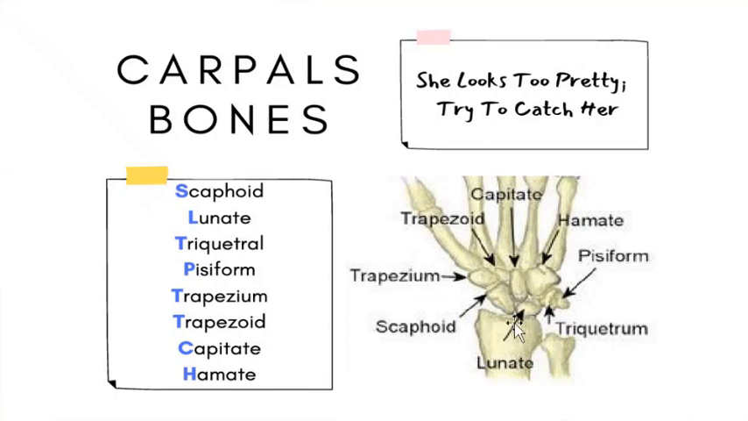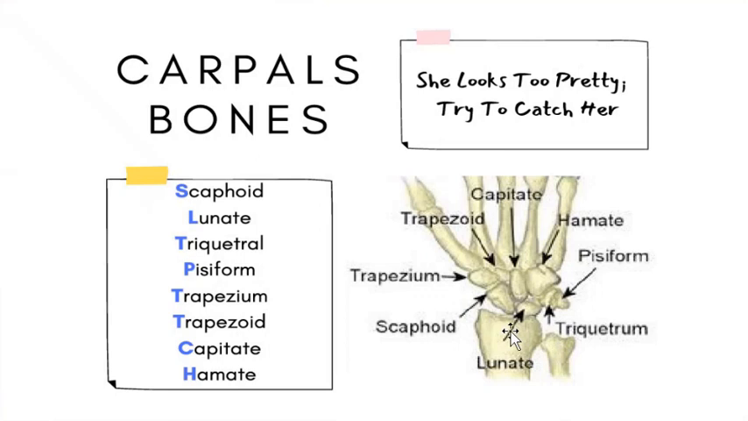Also, this is very important. Why? Because to write the articulation of the wrist joint, the radius bone is articulating with scaphoid and lunate only. The ulna does not take part in the articulation of the wrist joint. So this also gives a clue.